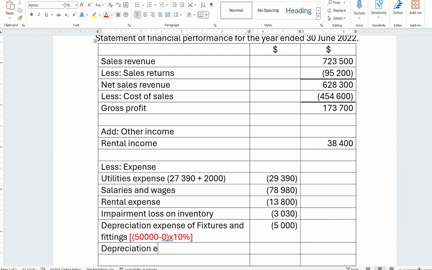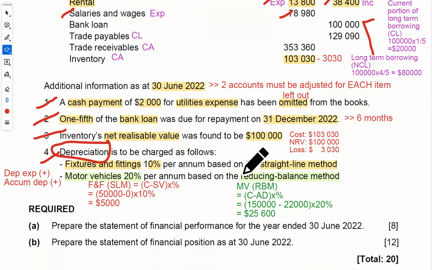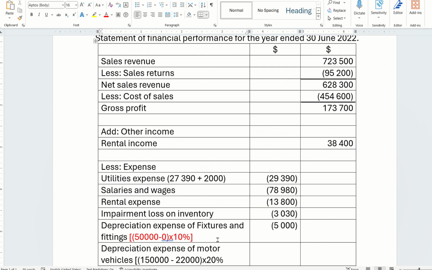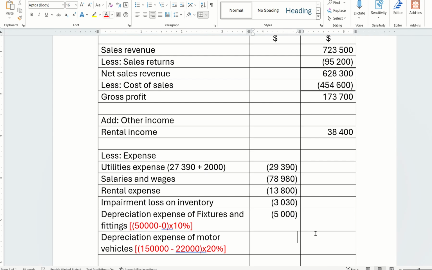The next depreciation is for motor vehicles. And what is the working? The working is right below at the bottom. I did have the working over here. Have to show working. And the value, I am going to write 25,600 in my first column.